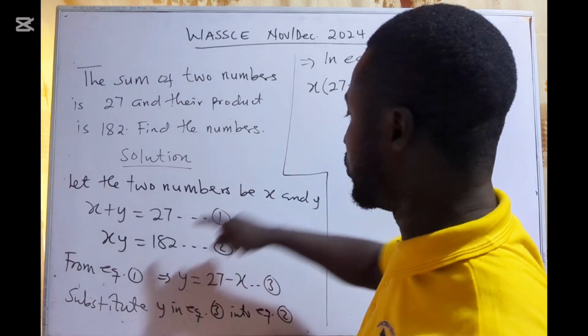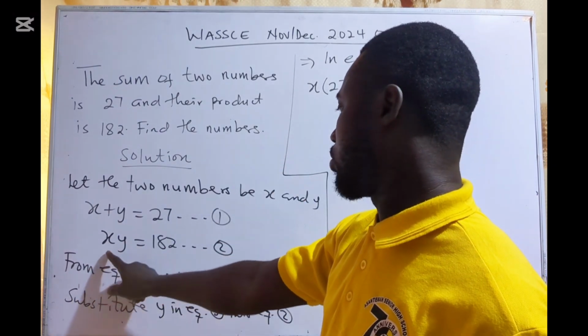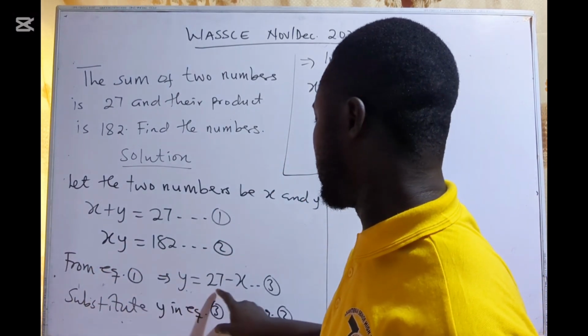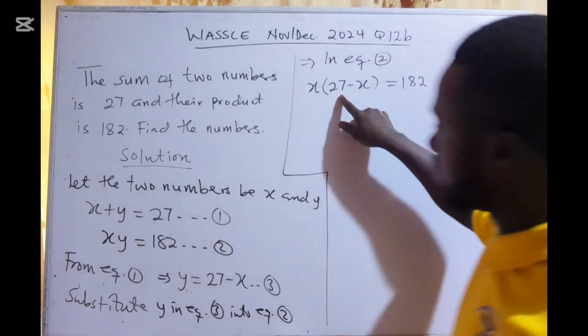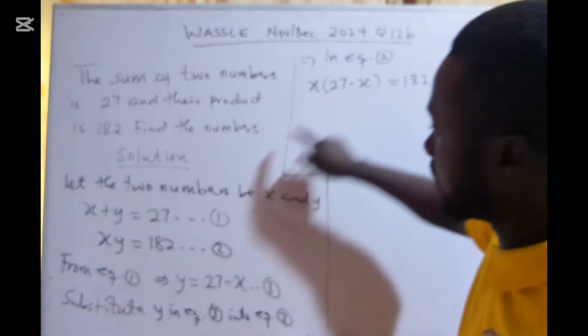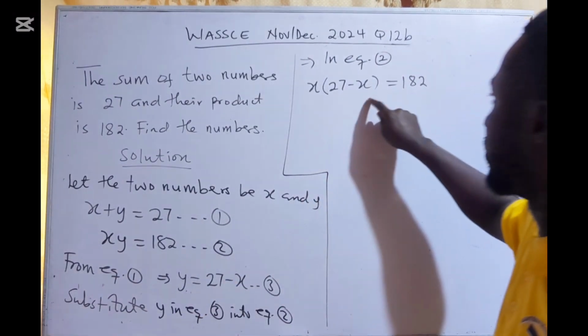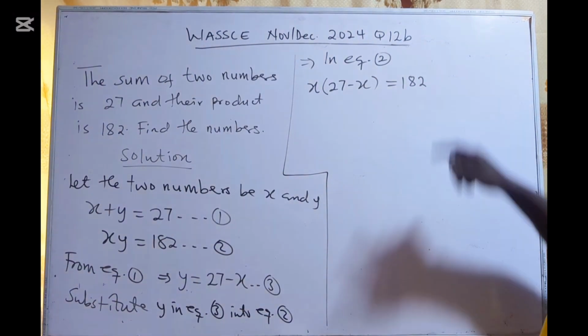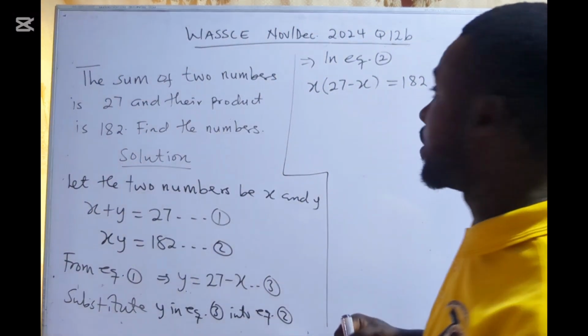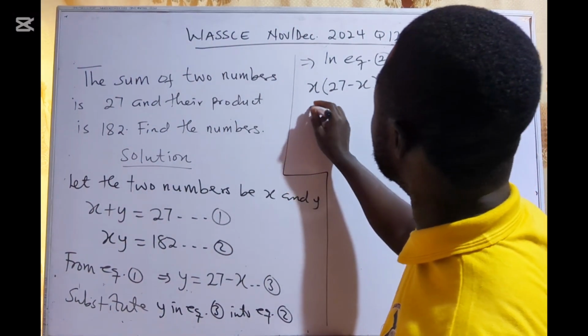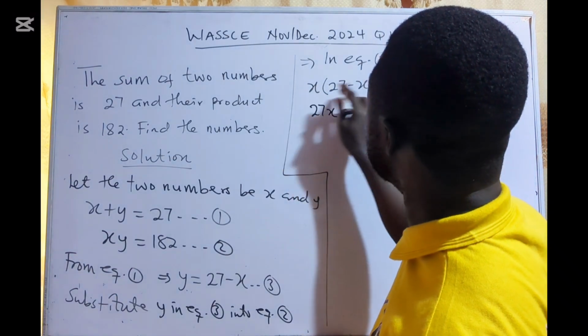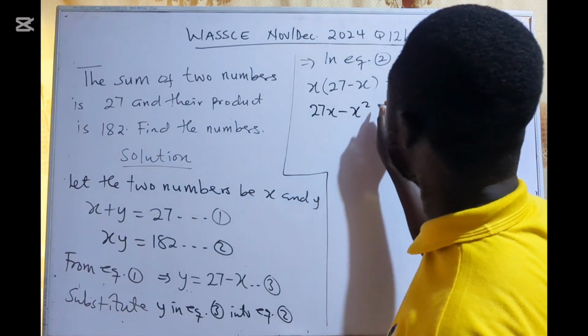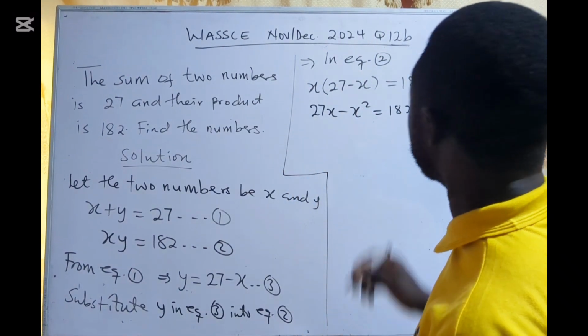So we come to equation 2, xy. So what is the value of y? 27 minus x. So we put 27 minus x here. So x is multiplying y, where y is 27 minus x, and equated to 182. So now let's expand. x times 27 gives me 27x. x times minus x will be minus x squared equal to 182.